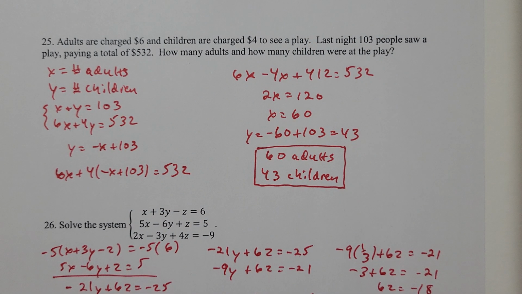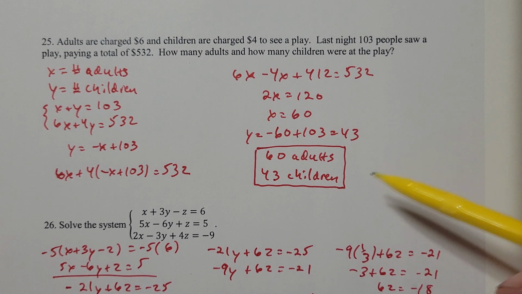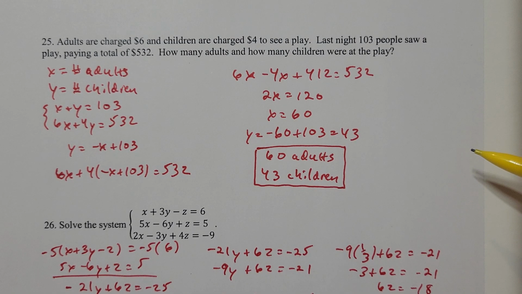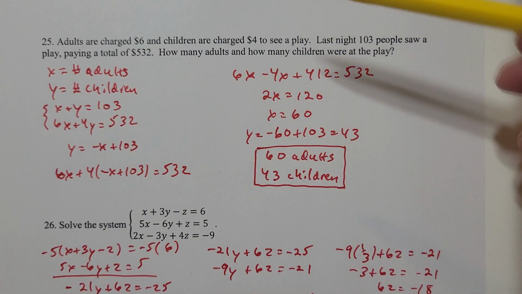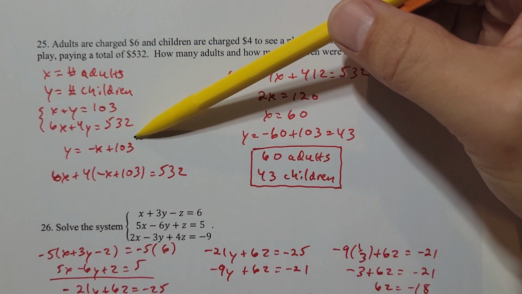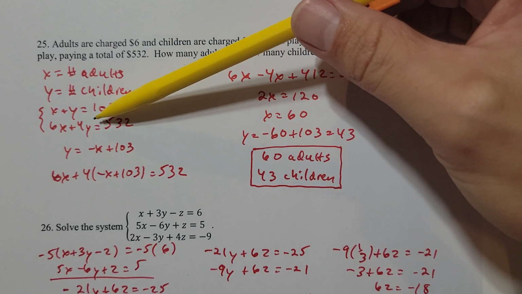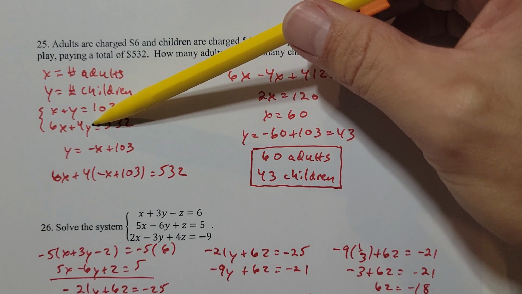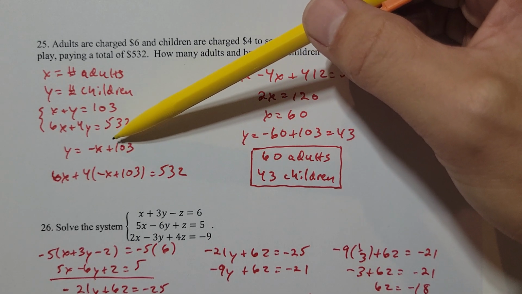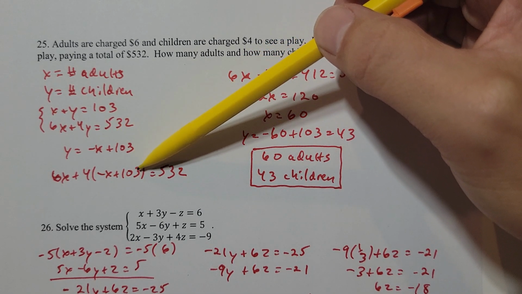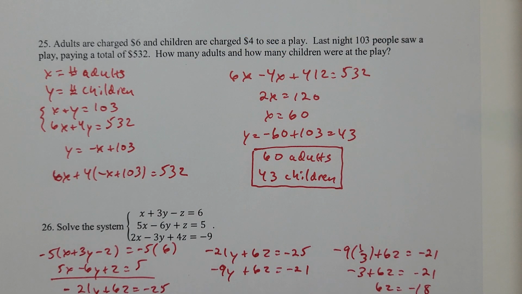To solve this, I can use whatever method I want. I'd avoid the graphing method, just because we have no idea what these answers are going to look like. So I'm going to use the substitution method. If we solve the top equation for y, y is equal to negative x plus 103. Let's substitute y into the bottom equation where we see y, so everything is in terms of x. We'll have 6x plus 4 times negative x plus 103, equal to 532.